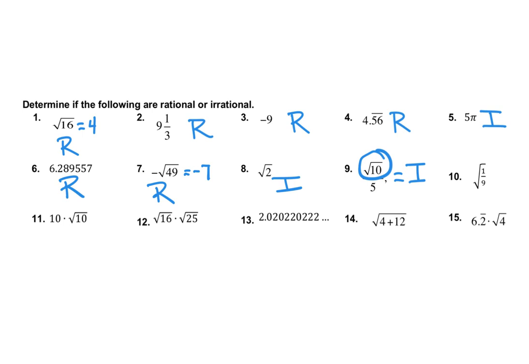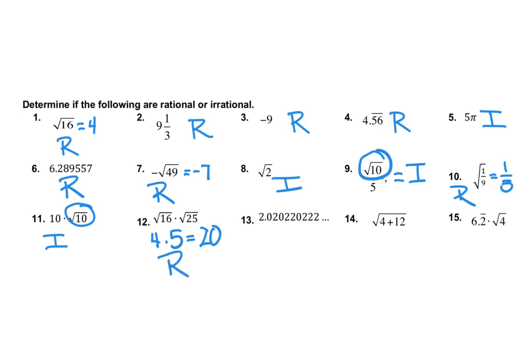Now for number 10, you need to take the square root of the 1, which is 1, and the square root of 9, which is 3, and since 1/3 is a fraction, this one is going to be a rational number. Now remember we said that if any one part is irrational, the whole thing is going to be irrational. So right here, because the square root of 10 is irrational, the whole thing is going to be irrational. For number 12, I can take the square root of 16, which is 4, times the square root of 25, which is 5, and clearly 20 is a whole number, and that's going to be a rational number.